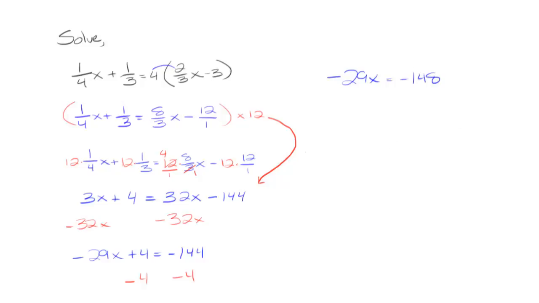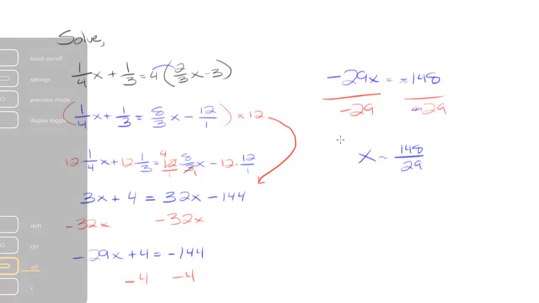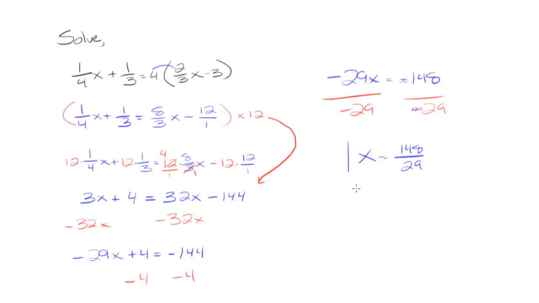And then I'm going to divide everything by negative 29 to isolate my x, to get x equals 148 over 29. Those negatives had canceled each other, so I don't need those. I'd reduce it if I can, but I know that 29 is a prime number, and therefore, unless 29 goes into 148, this cannot be reduced.